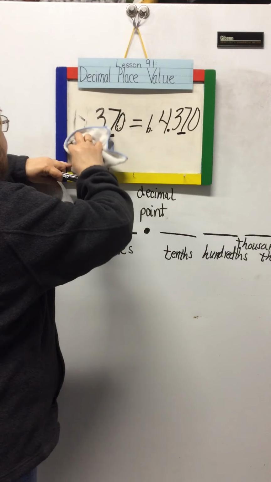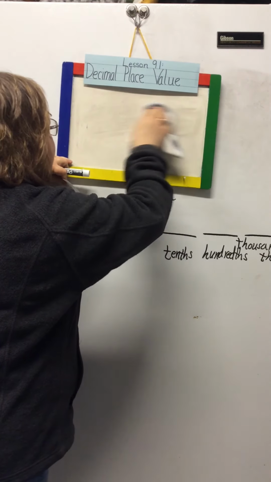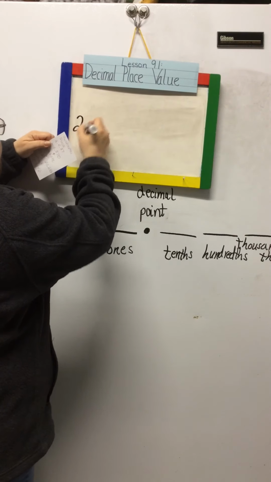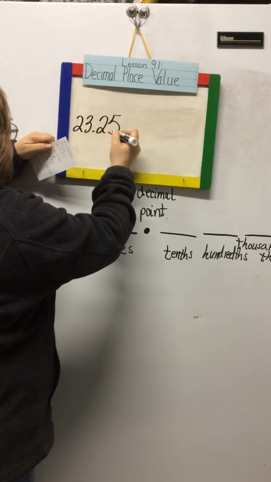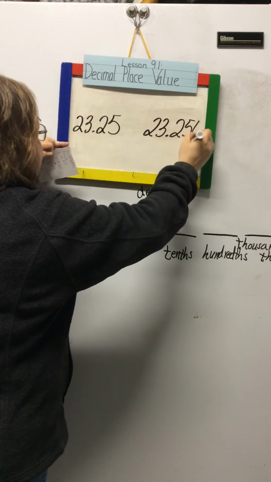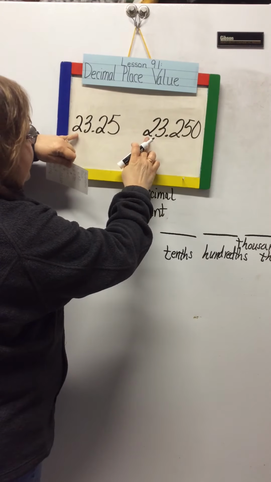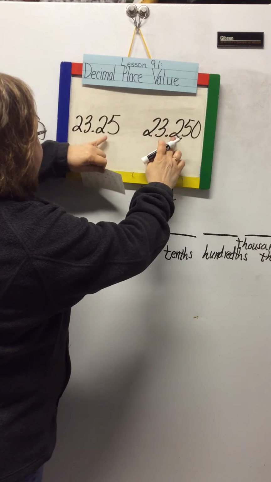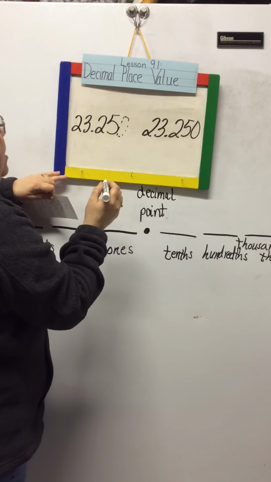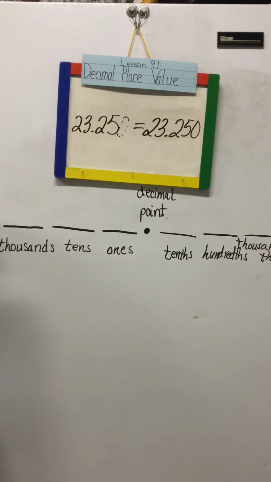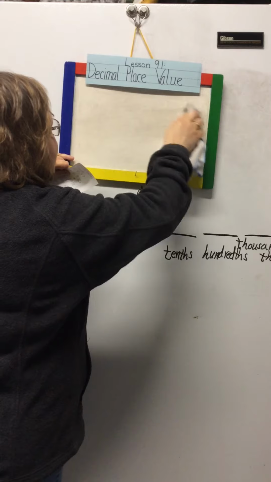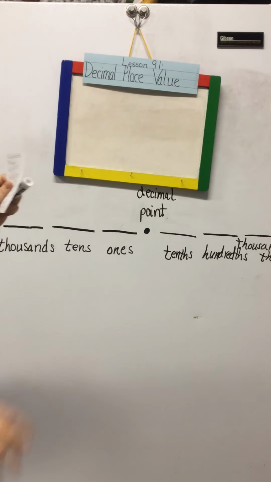Next, we're going to compare another one, 23.25 to 23.250. When we compare, we see that the tens are the same, the ones are the same. Then we have the decimal point. The tenths are the same. The hundredths are the same. And then we have 0 here and nothing here, which means there's an imaginary 0. So it is equal again, which we talked about yesterday in our fraction activity that we had.